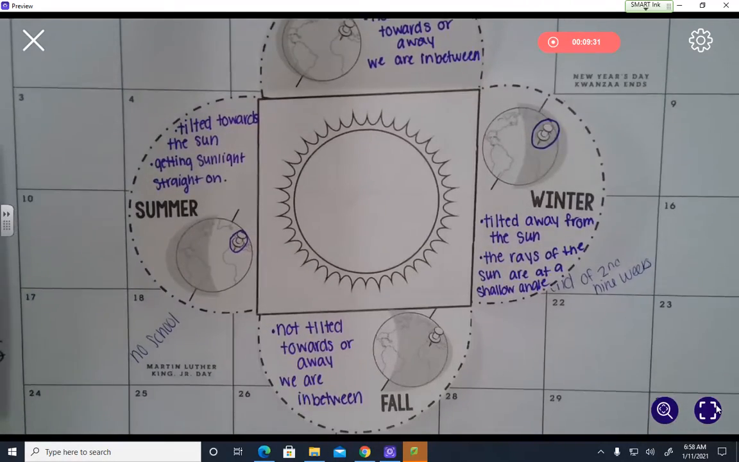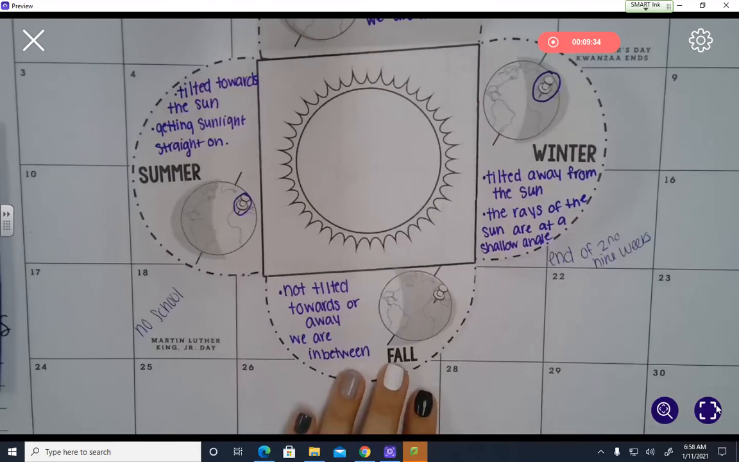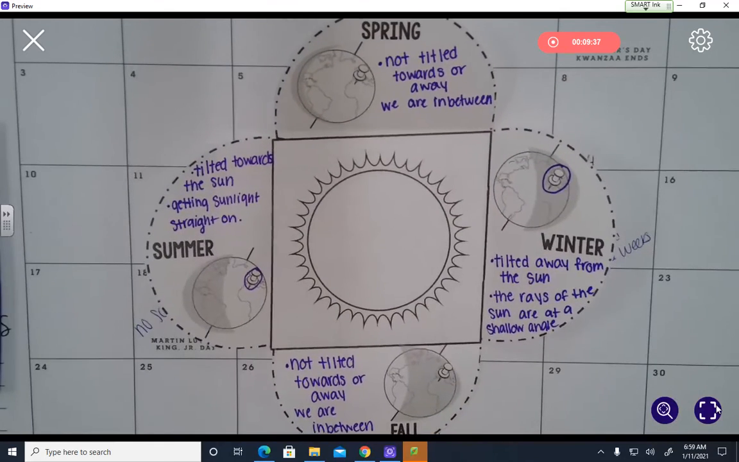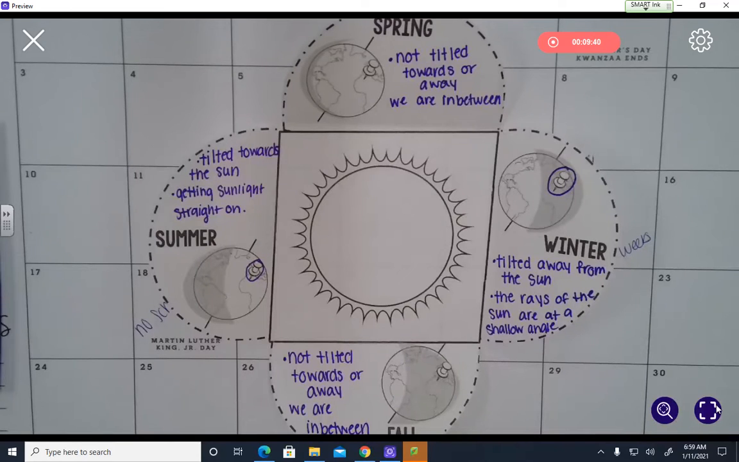When you think of the seasons, I want you guys to think of how Earth is tilted, how it revolves around the sun, and the angle or how much sunlight you're getting at that time. So during the summer, you're getting a lot of sunlight. You're getting it directly hitting where you're at on the earth. During the wintertime, you're not getting as direct sunlight. It's more of a shallow angle. During the spring and the fall, you're not really tilted towards, you're not really tilted away, you're kind of in between. Okay? And during the summertime, we have longer days, right?